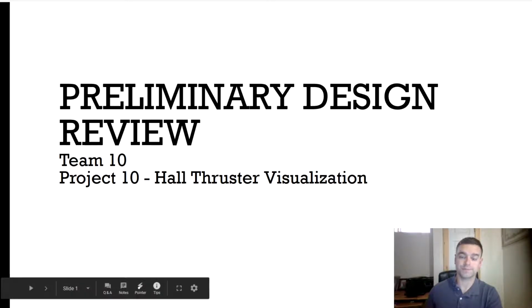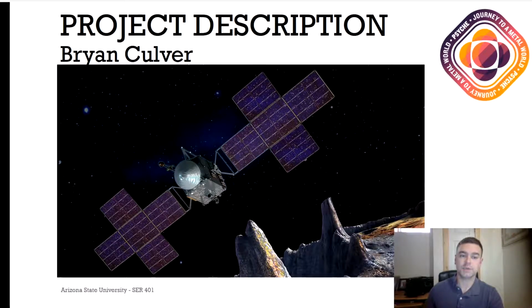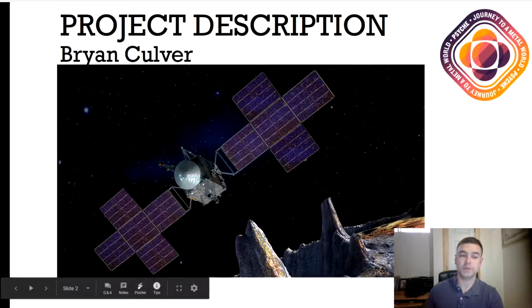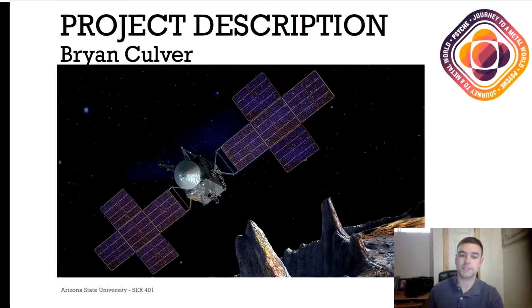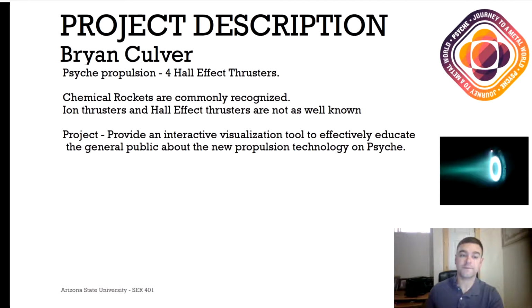I'm Brian Culver. The Psyche mission is going to send an orbiter to an asteroid between Mars and Jupiter, which is believed to be the core of a planetesimal that was formed in the early stages of our solar system's history. The Psyche orbiter will be the first spacecraft to leave Earth orbit equipped with 4 Hall effect thrusters, typically referred to as Hall thrusters.